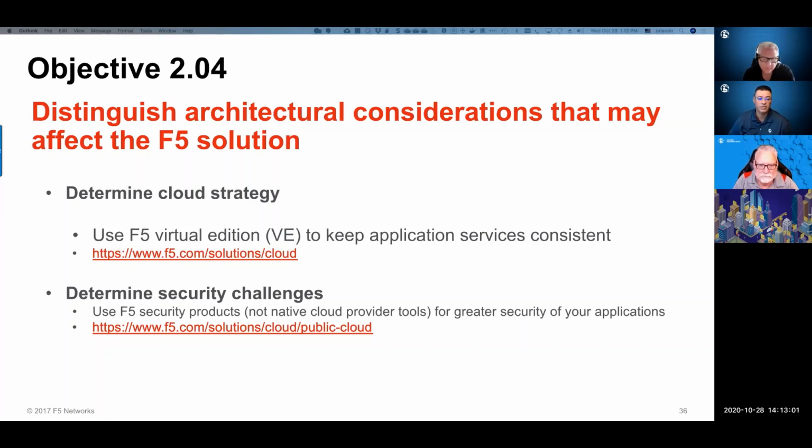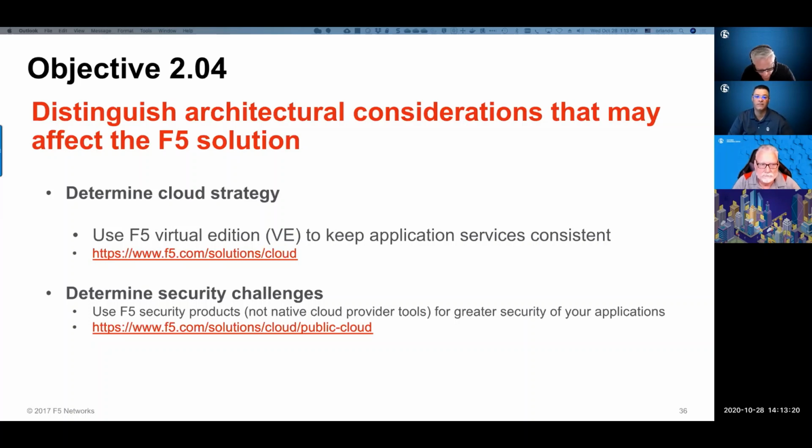With both solutions. Things to understand, if the customer's looking at a cloud strategy, this is where you want to position our F5 Virtual Edition products, right? We also have some information on that on our link for Solutions Cloud. So, especially when you go to the cloud, one thing we always mention, key thing to remember: consistency.